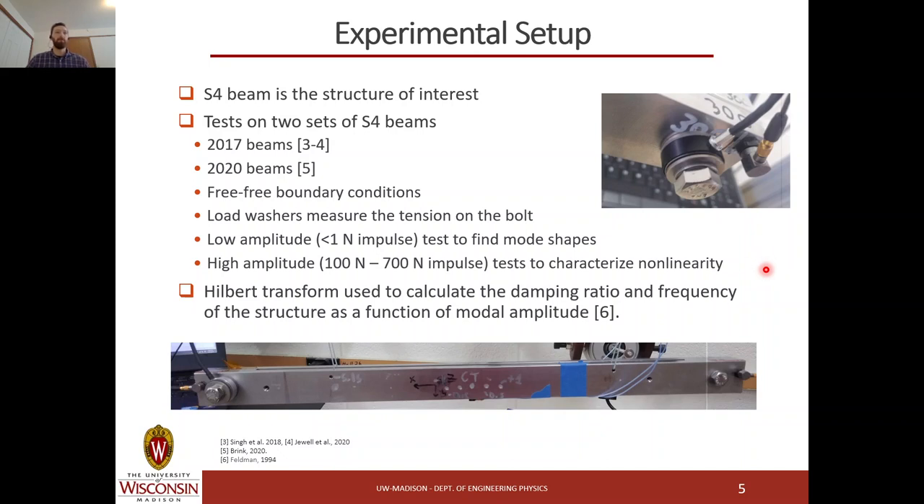First, we took that ring down response, we modally filtered it, and then we bandpass filtered it around the mode that we are interested in. And then we used the Hilbert transform to calculate the damping ratio and frequency of the structure as a function of modal amplitude.